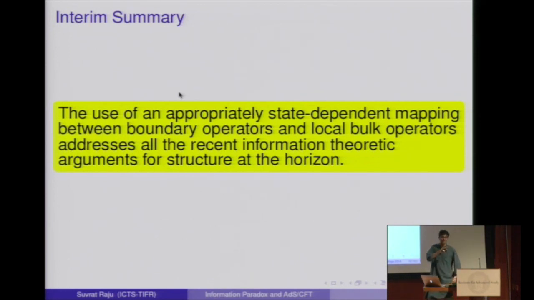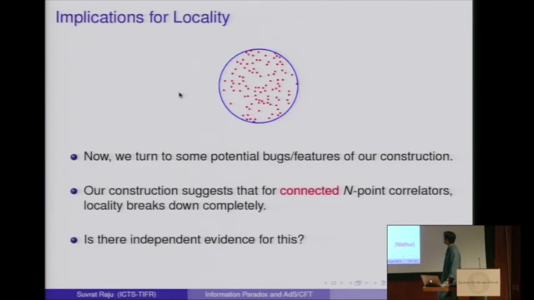Let me give you an interim summary before that. The interim summary is that the use of an appropriately defined state-dependent mapping between the bulk and the boundary addresses all of these recent information theoretic arguments for structure at the horizon. I'm going to talk about some of the peculiarities of the mapping. But it's true that if you are allowed to use operators of this kind, then it does address all of these arguments for structure at the horizon. Okay, good. Let me turn to a few more features and bugs of this construction.